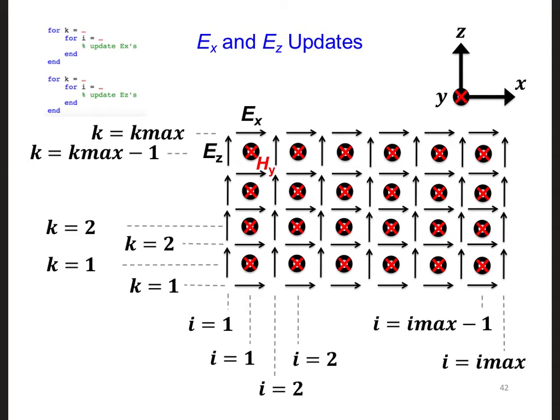The EXs and the EZs are both updated at integer time steps n. So with respect to time, they could be updated together in the same spatial loops. However, if you look at the grid, the I and the K limits for EX and EZ are different.